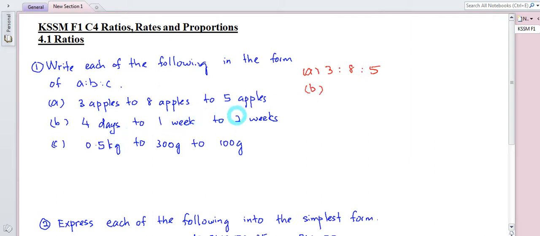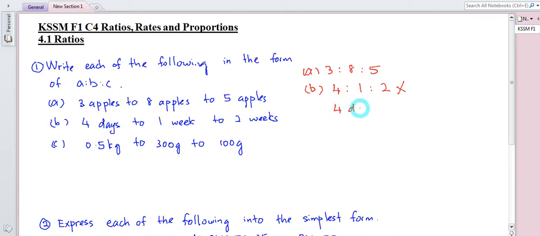4 days, 1 week, 2 weeks. We cannot write 4 days, 1 week, 2 weeks. This is not correct. Remember what I told you just now? The final answer for a ratio has no unit, right? Here there is no unit, correct. But the problem is they don't have common units. They have different units. So before we get rid of their units, make sure they have the same unit. We have to change their units to become the same first.